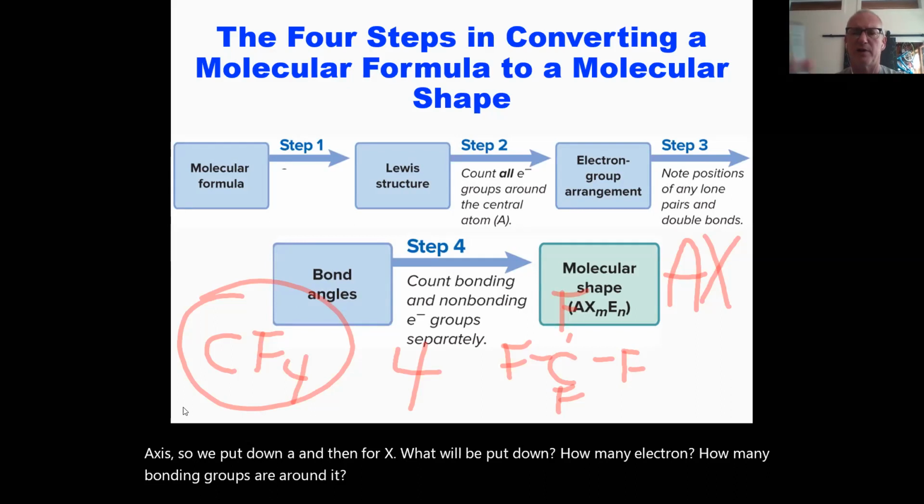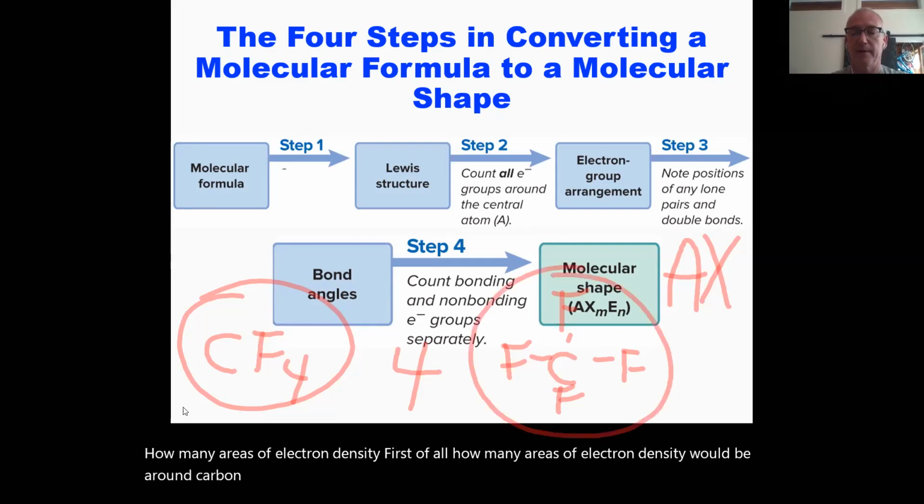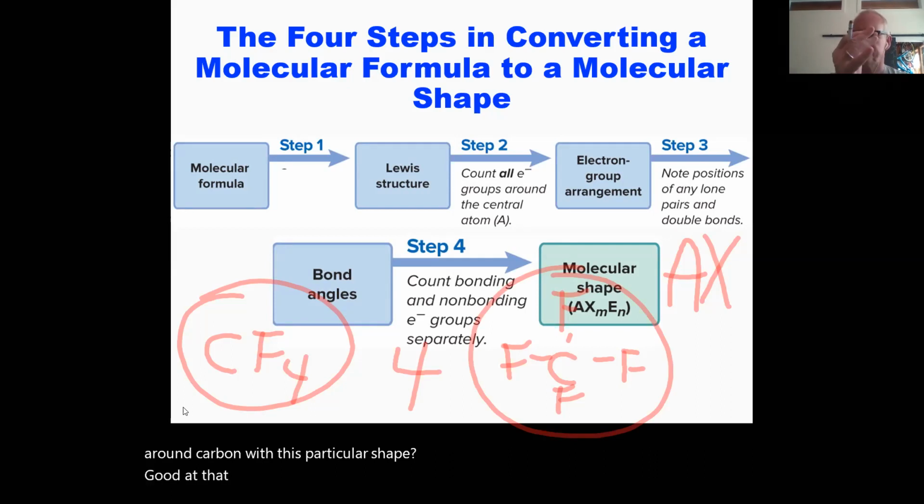How many areas of electron density? First of all, how many areas of electron density would be around carbon with this particular arrangement? 4? 4. It's got 4.